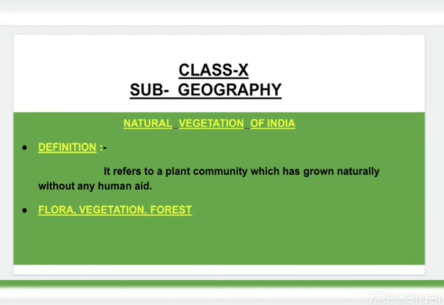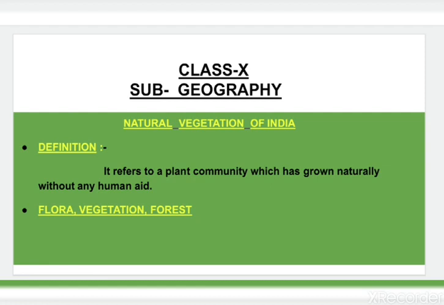Students, today we will learn a new topic for class 10 students. So today's topic is the natural vegetation of India. Natural vegetation refers to a plant community which has grown naturally without any human aid. They have been left undisturbed by humans for a long time. Remember, these trees grow naturally depending on the climatic condition of a place.